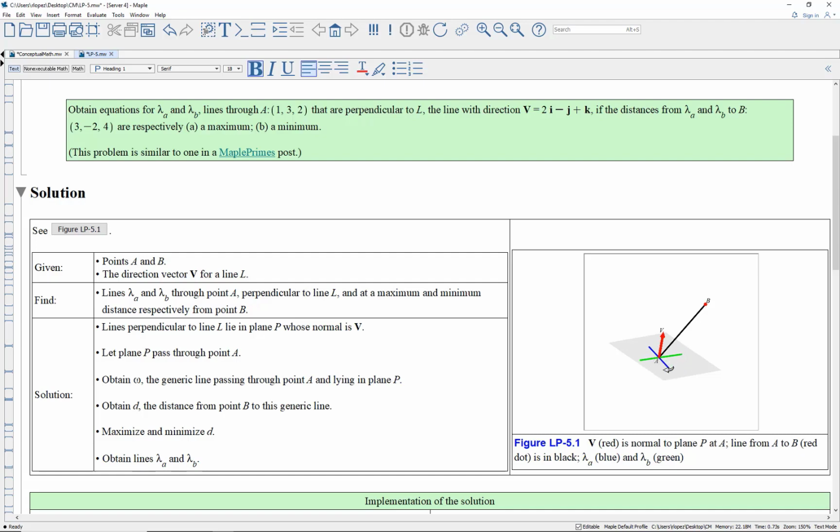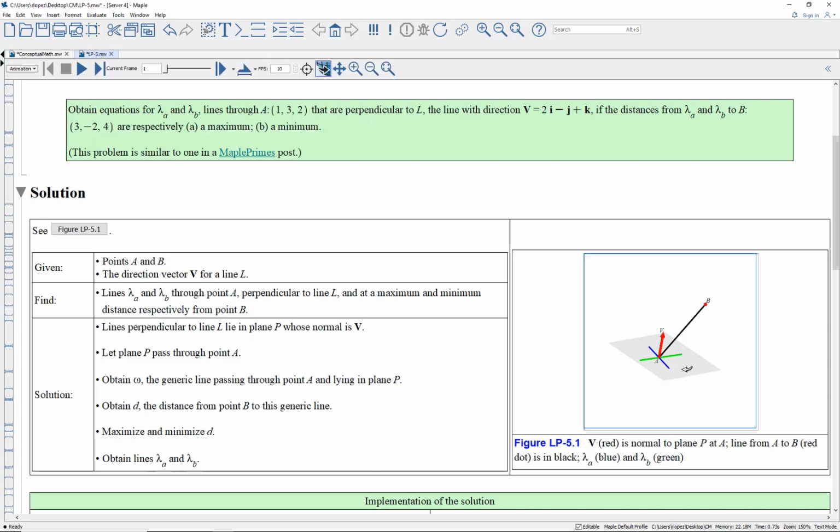Now I've drawn these 2 lines, green and blue. They turn out to be the lines we're looking for. But at the moment, the best we can do is to let omega be the generic line that passes through point A, and we've made A lie in this plane because we can move that plane up and down, because all we know about the plane is its normal. Let omega be the generic line through A and lying in this plane. And then we compute the distance from B to that generic line and maximize and minimize.